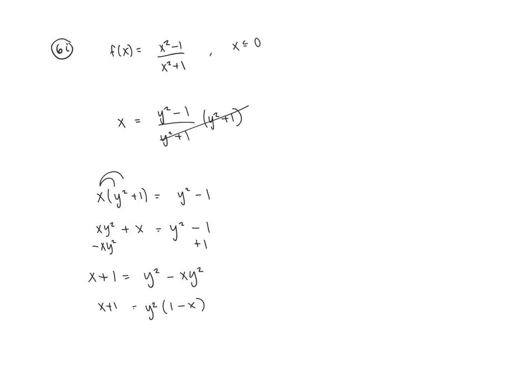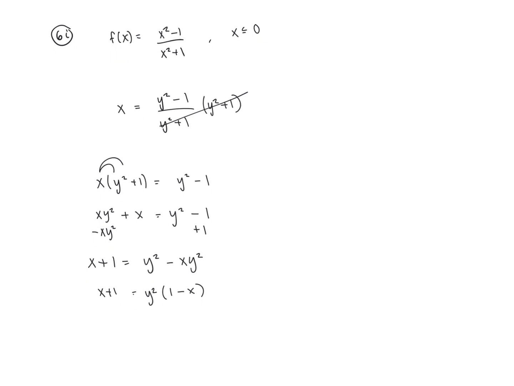Okay. Now I'm going to try to isolate y by dividing by 1 minus x. And then I'm going to take the square root. So the square root could be plus or minus the square root of (x plus 1) over (1 minus x).